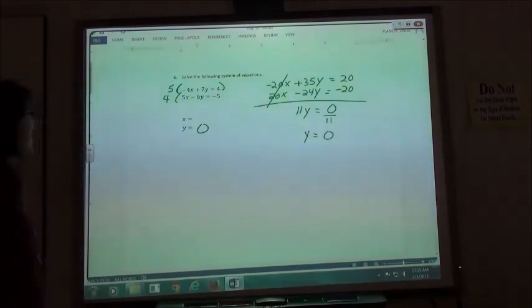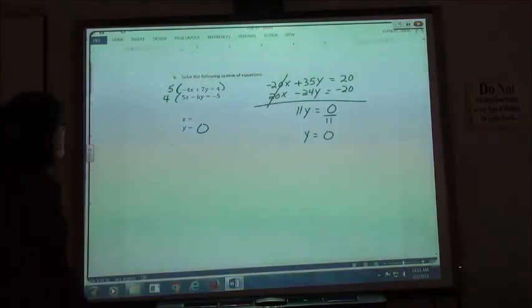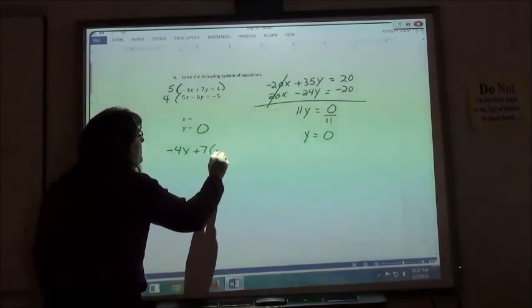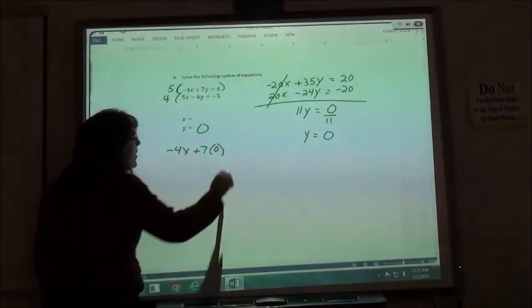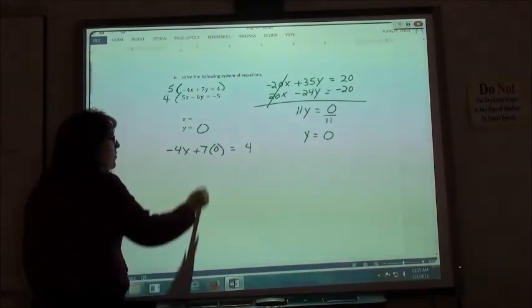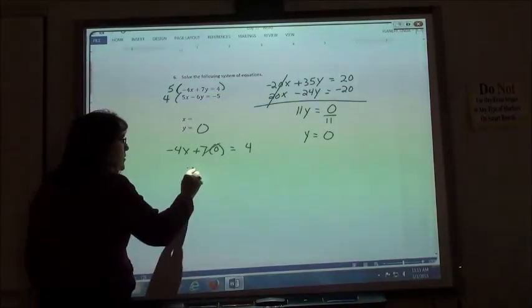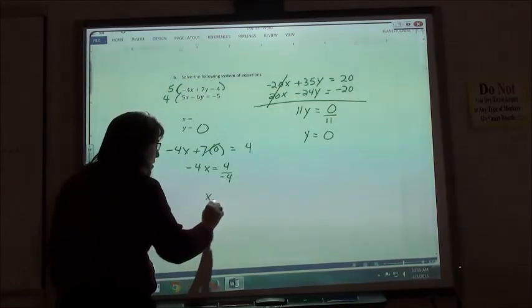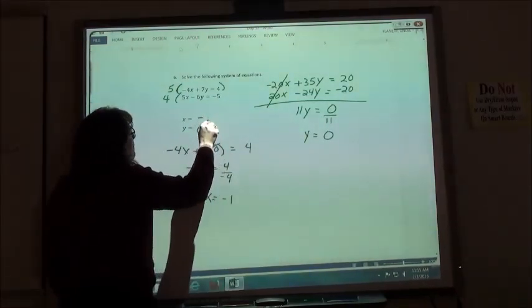I want to find my x value. I'm just going to use my top equation. -4x plus 7 times the y value, which is 0, equals 4. Well, 7 times 0 is 0, so -4x equals 4. Dividing by -4, x equals -1.